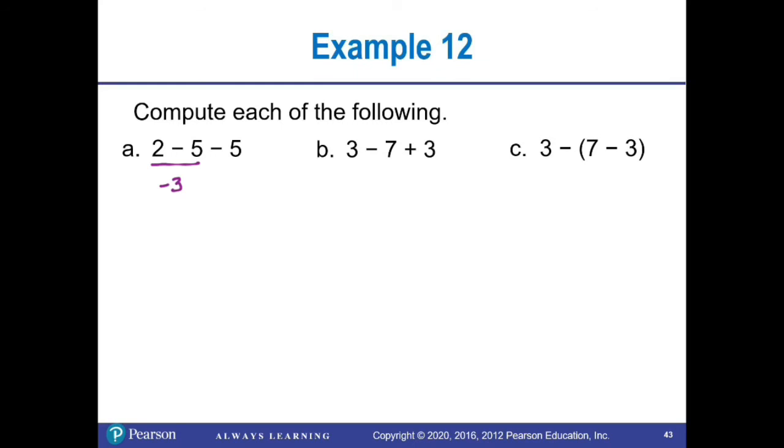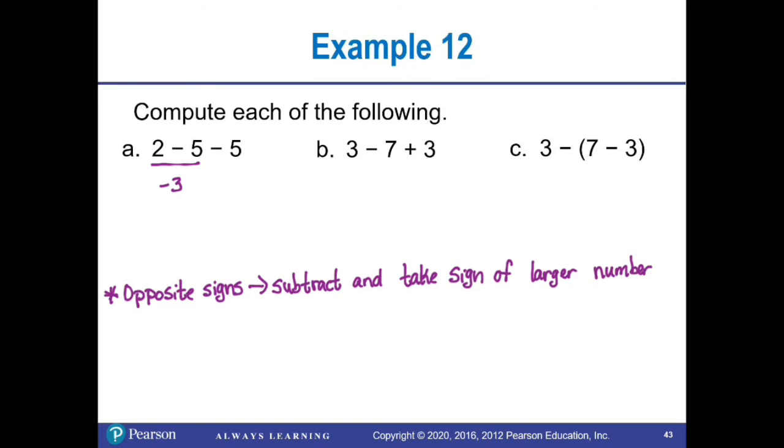Now, a trick when you're subtracting is this. Notice that these have opposite signs, a +2 and a -5. When I have opposite signs, I subtract my two numbers and I take the sign of the larger. So here, 2 minus 5, opposite signs. So I subtract 5 minus 2 is 3, and I take the sign of the larger number. 5 was larger, and that's how I get that -3.